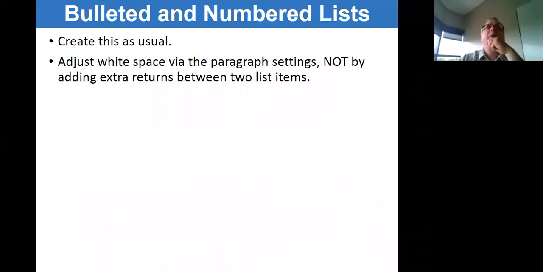So I said, you know, just the white space, don't add extra returns between the two list items.